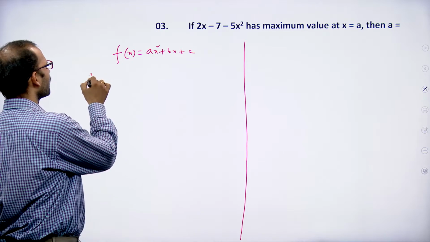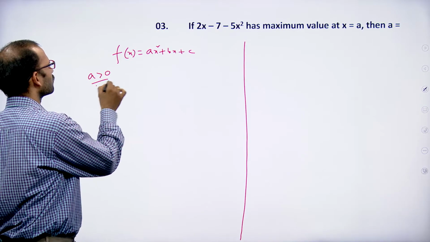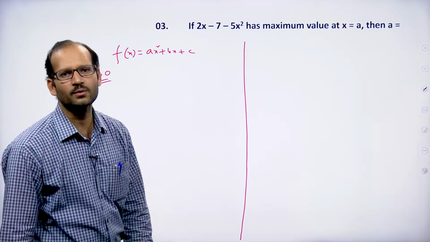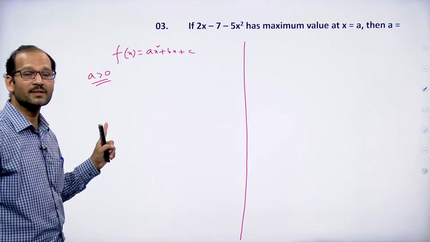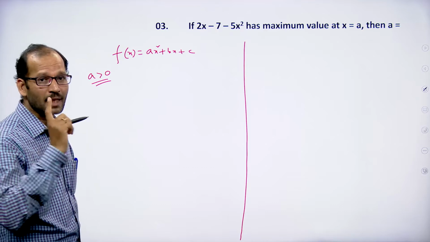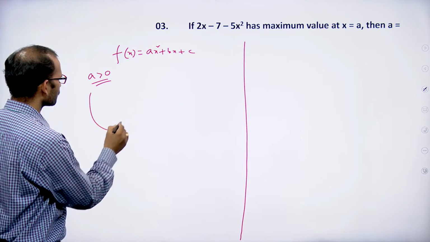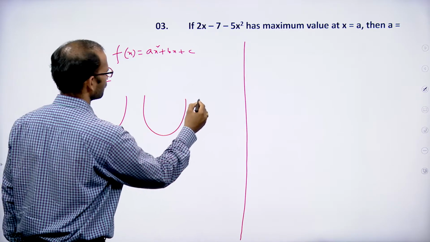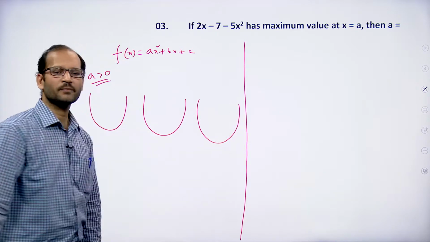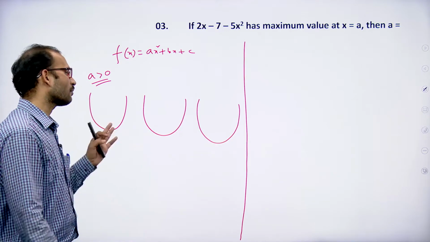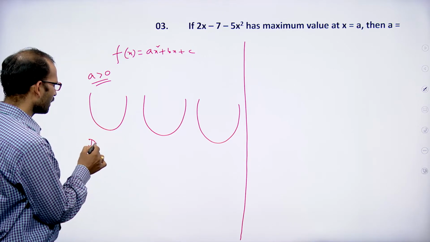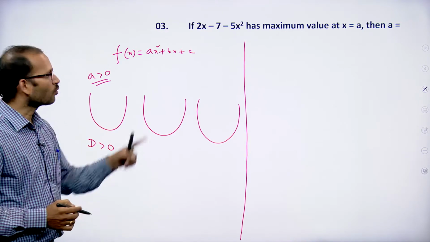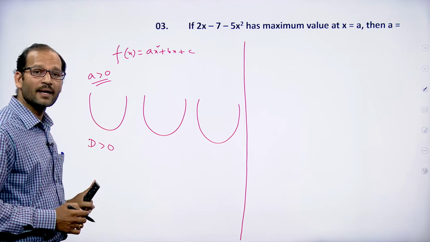Case 1 I am discussing: a greater than 0, that means the coefficient of x square is greater than 0. Whenever the coefficient of x square is greater than 0, the graph opens upwards. The graph will be like this. Why have I drawn 3? There are cases. Suppose the discriminant is greater than 0.